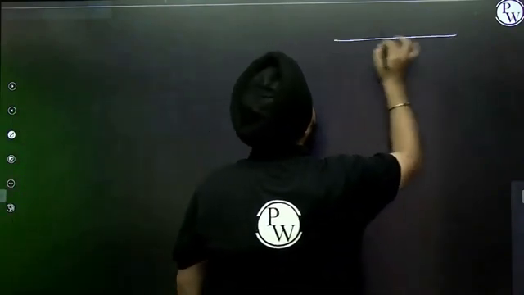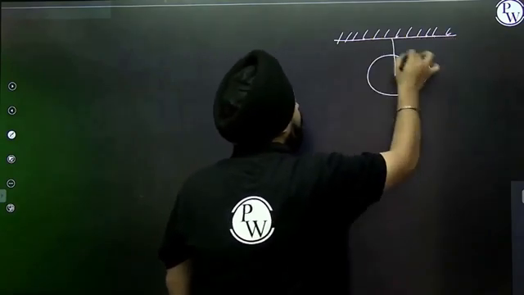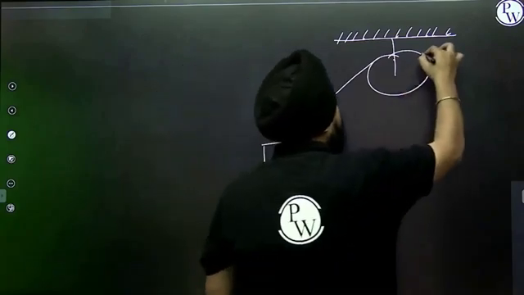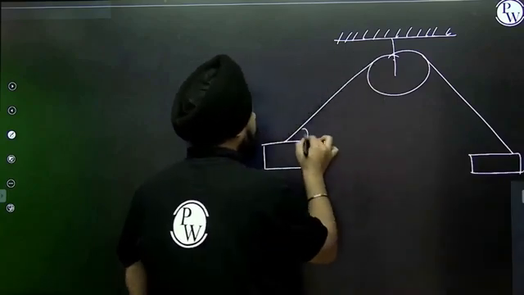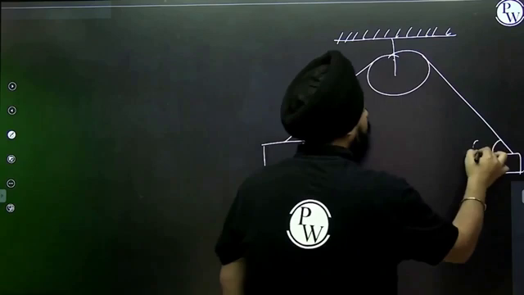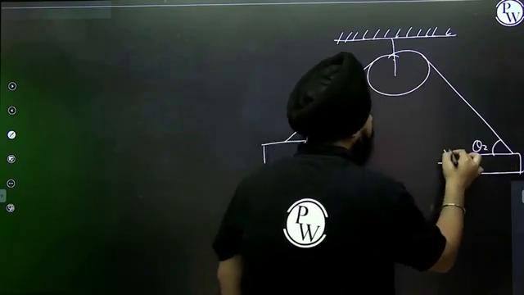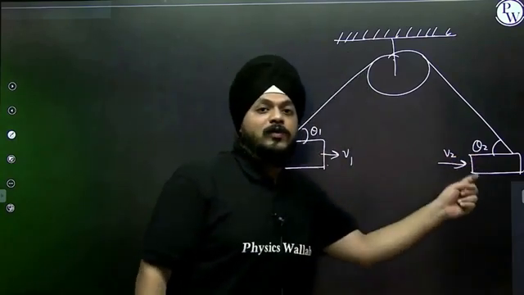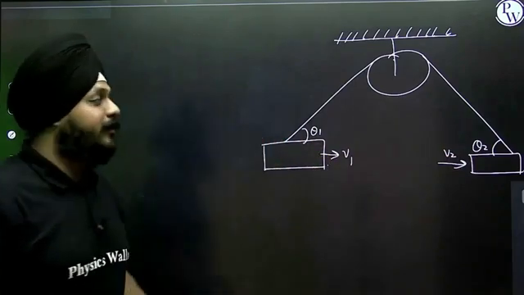Second shortcut, suppose this kind of sum has been asked. This is theta 1, this is theta 2, this is velocity v1, and this is velocity v2. See, one is restricted to move because of another. This is the second method of the general constraint which we are going to see.